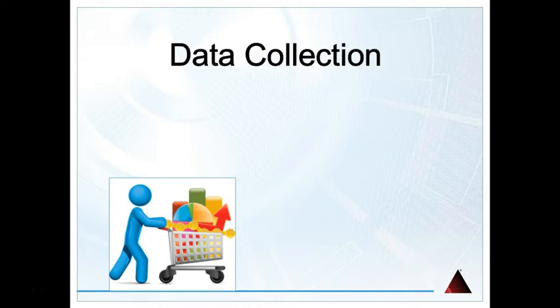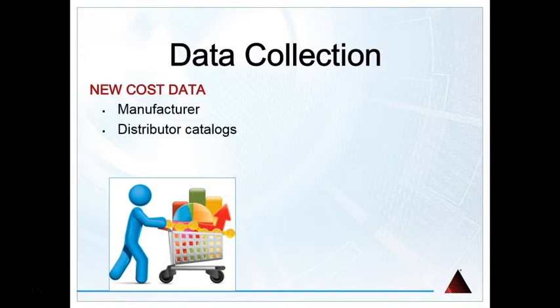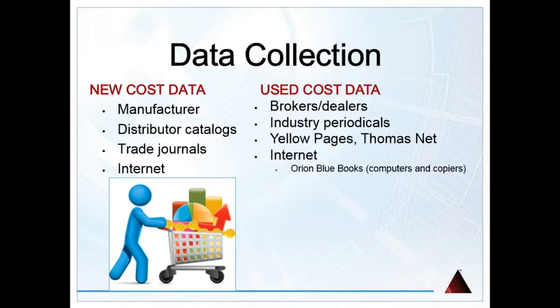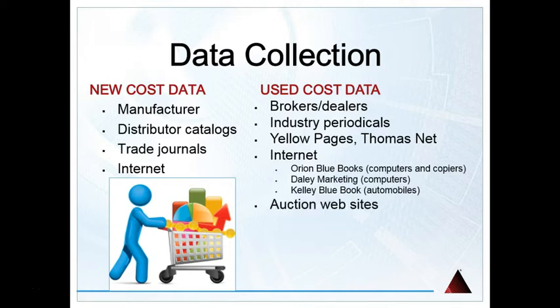Data generally are collected on the selected assets as well as on comparable sales of both new and used assets. Data typically include the elements of identification, which ideally would be cataloged as we discussed previously. When the asset listing is complete, the appraiser begins researching the marketplace for new and used cost data. Appraisers find their new cost data from the manufacturer, distributor catalogs, trade journals, and the internet. Used cost data may be found from broker-dealer information, industry periodicals, internet sites such as Orion Blue Books, Daily Marketing, and Kelly Blue Book. Auction websites may also prove beneficial.